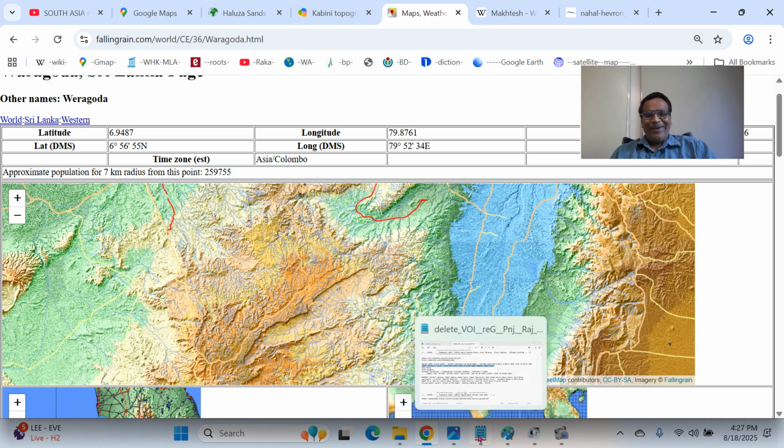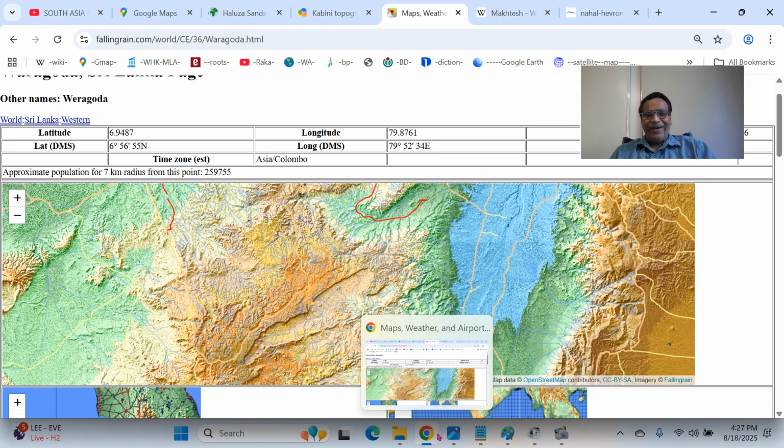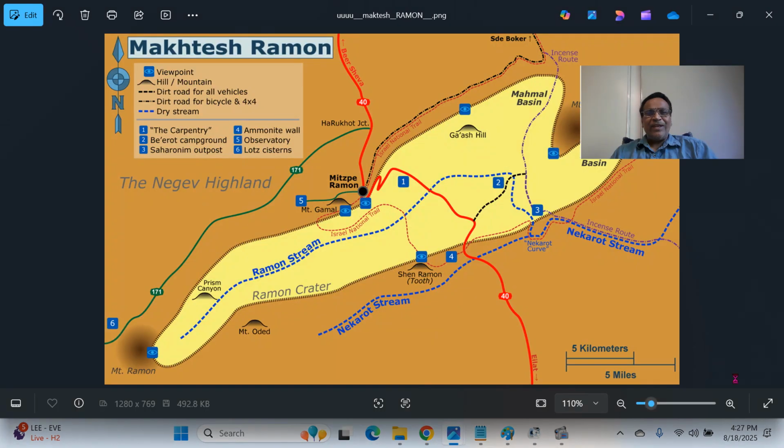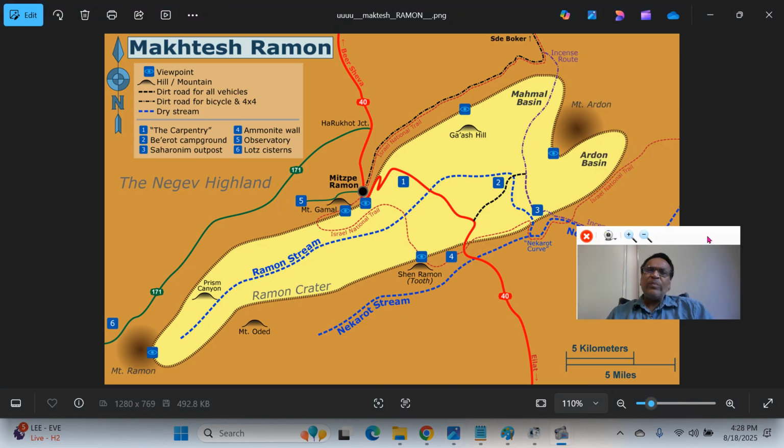I always forget how to spell it, because I am not local. There is a stream called the Negev stream that comes out. You see, all this is hard geological formation and the stream cut it, so it made a type of crater. You can see Mount Ramon here, and there is another mount region, Mount Ardon here, and the crater here. This is the Ramon crater, Mizpe Ramon town.